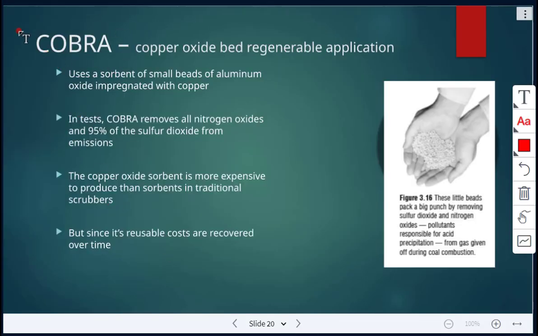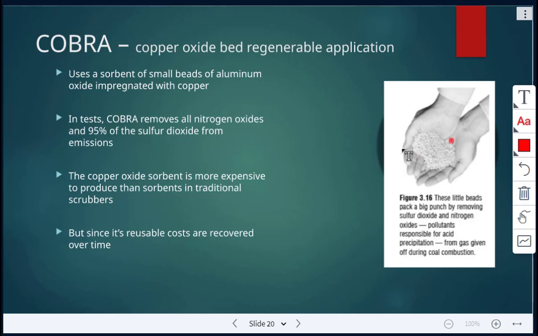COBRA, which stands for copper oxide bed regenerable application. This system uses a sorbent of small beads of aluminum oxide, which is impregnated with copper. And this has shown in tests that it removes all nitrogen oxides and about 95% of the sulfur dioxide from emissions. These copper oxide sorbents are more expensive to produce than sorbents in traditional scrubbers, but it is reusable, so therefore costs are recovered over time.